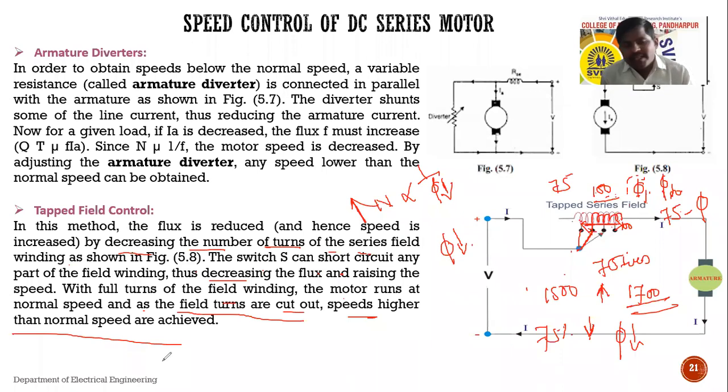Right? So this method can be used in the traction system. So this is related to the field control technique. That means in the case of the field control technique, or flux control technique, there are three methods. The first one is the field diverter, the second one is the armature diverter, and the third one is tapped field control. Okay, I think all of you are clear on these three techniques under flux control.